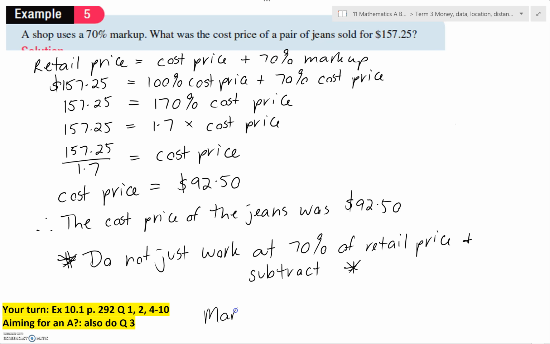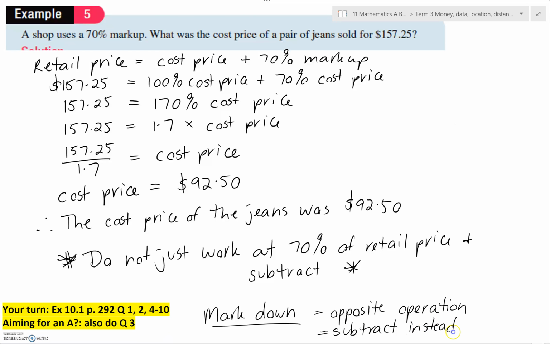The other thing you need to know is about markdown, or marked down. So markdown is just the opposite operation of markup, as it sounds like. So you are going to subtract instead of add on. So markdowns might occur where things are being discounted because they might be old stock, something like that. So they need to mark down the price so it's available for sale, so that they can get rid of it and recoup some of their money. So markdown, just the opposite.